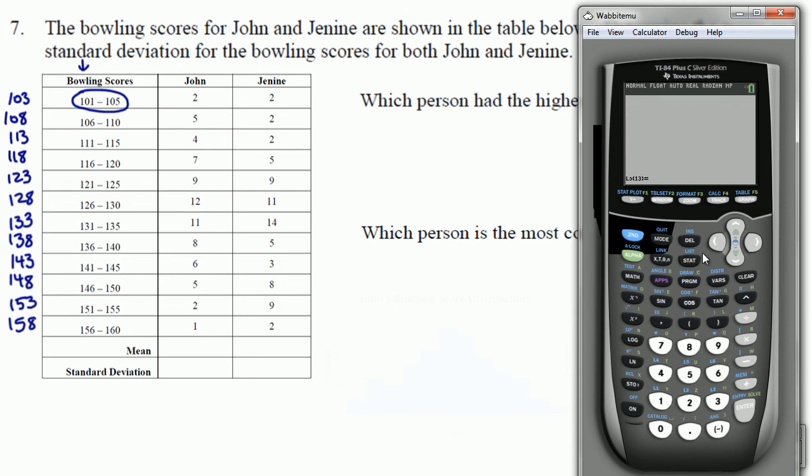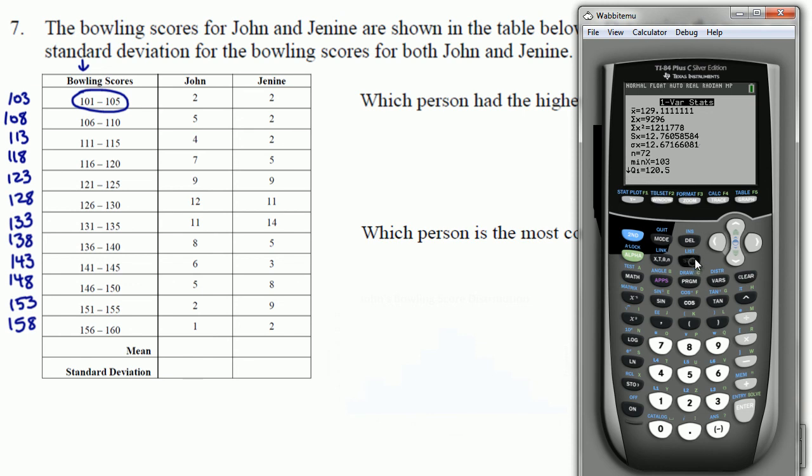Now let's calculate the statistics for John. So we're going to go calculate. L1 is our categories. Our frequency list is in L2. Calculate. So John's mean score is 129, and the standard deviation is 12.7.